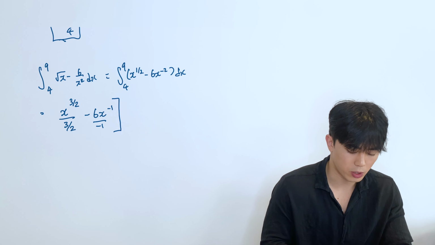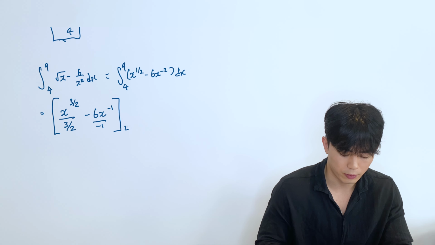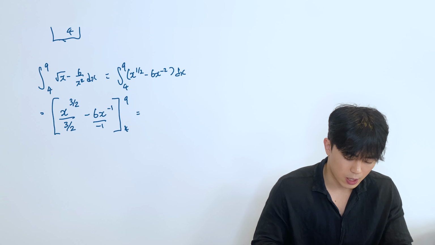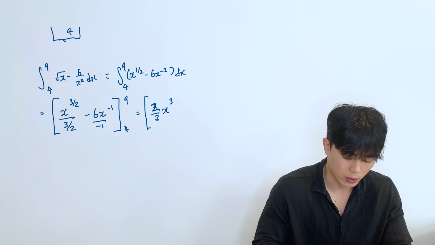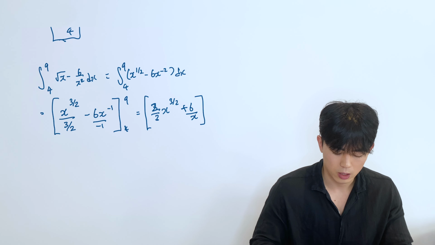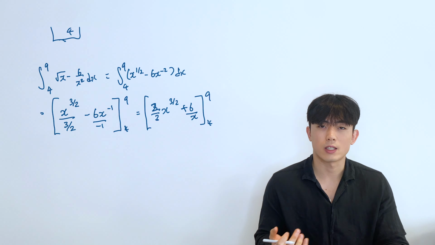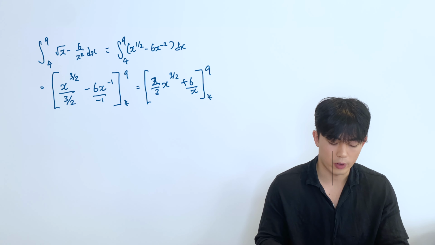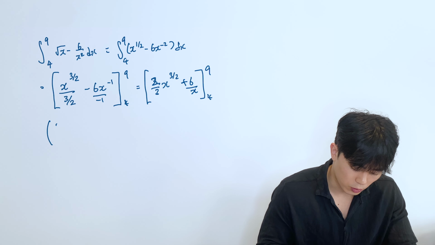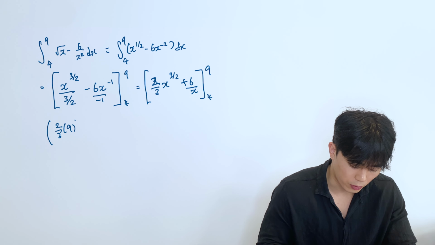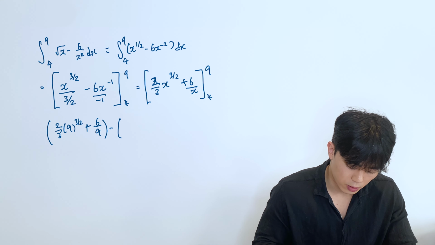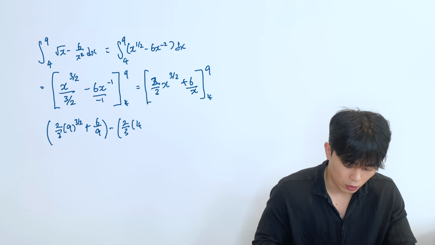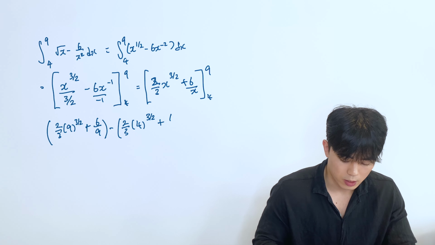We don't need a plus c now. We just use our square brackets, 4 to 9. Which I'm going to now simplify a bit further. So this would be 2 over 3 x to the power 3 over 2 plus 6 over x, from 4 to 9. Now I'm going to substitute my 9 and 4. So substitute 9 first because it's the upper limit. So we'll have 2 over 3 times 9 to the power 3 over 2 plus 6 over 9 minus 2 over 3 times 4 to the power 3 over 2 plus 6 over 4.